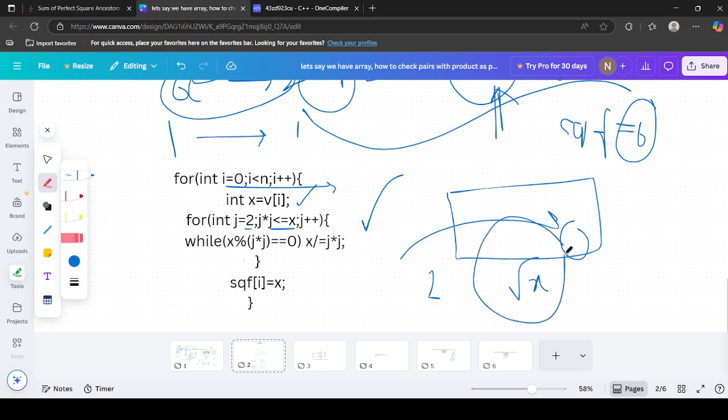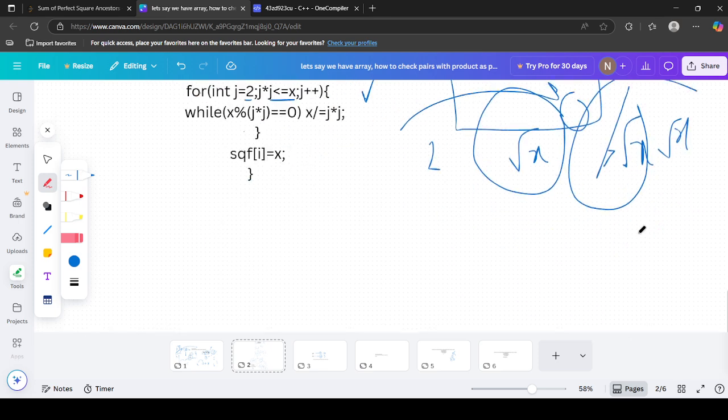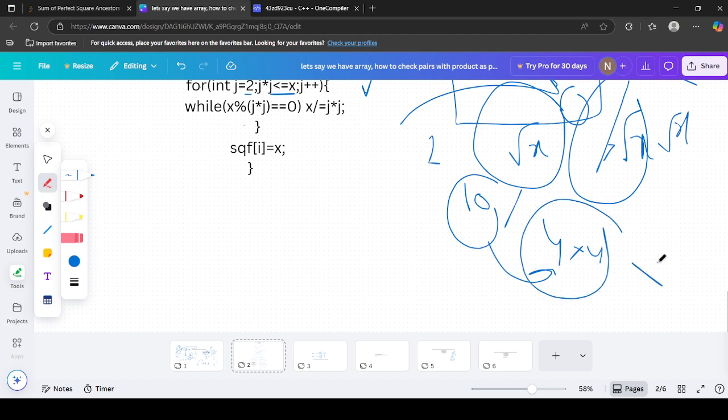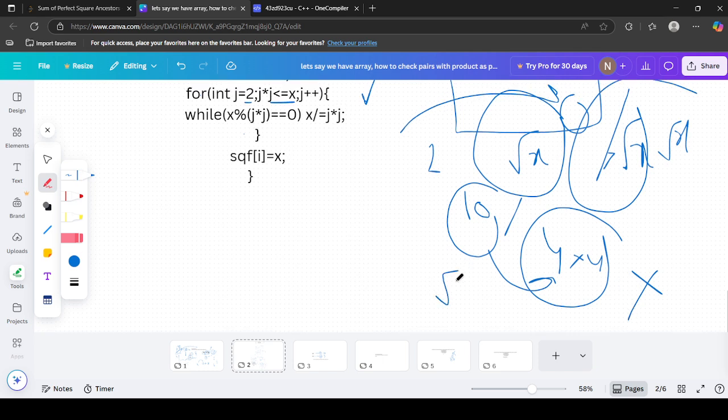Because this is the maximum value where we can check whether root x into root x is divisible. If it is more than root x, it does not make sense. For example, if we are at 10, should we check whether 4 into 4 divides it? Is 10 divisible by 4 into 4? No, because it is more than 10. So this will surely not be divisible. So it is better to check till root of x.